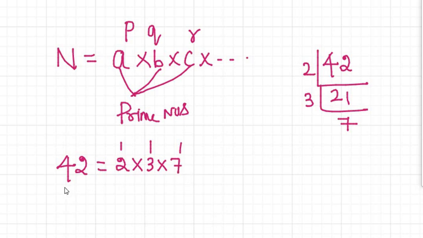So any number can be written as the product of prime factors like this. This is a very important representation, because if you write like this, then only we can find the number of factors, everything, for any number.